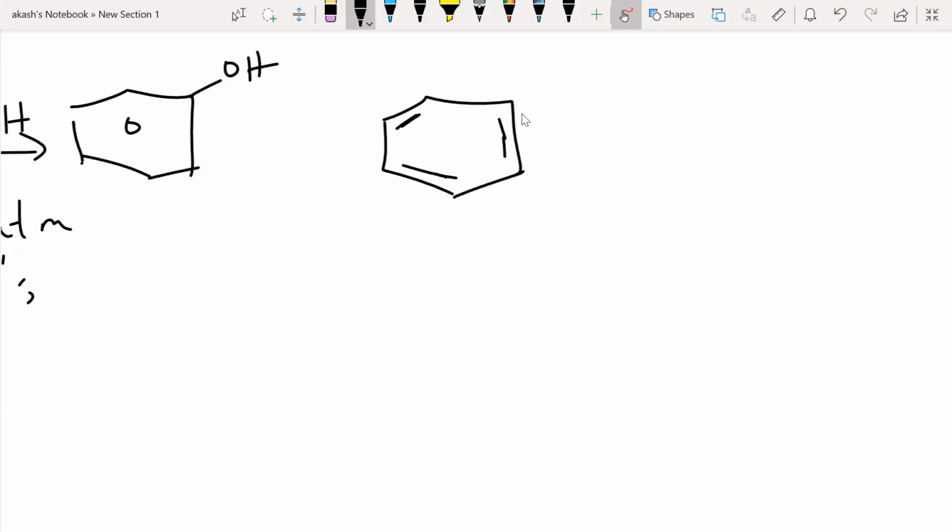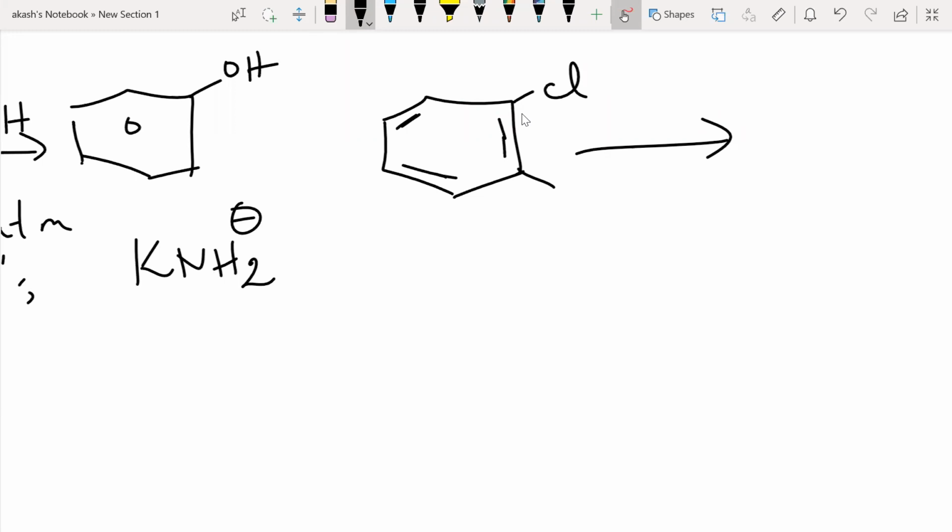Okay, chlorobenzene. Say in this case I'm going to use OH minus, which is also a base. You can use any other nucleophile also, say something like KNH2. KNH2 is going to give me the nucleophile NH2 minus, which is again a base. NH2 minus is going to act as a base.